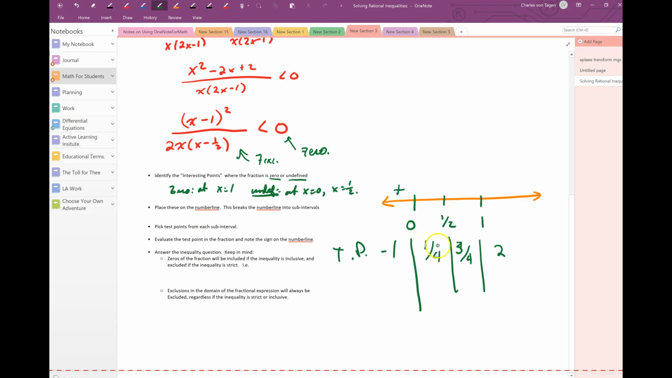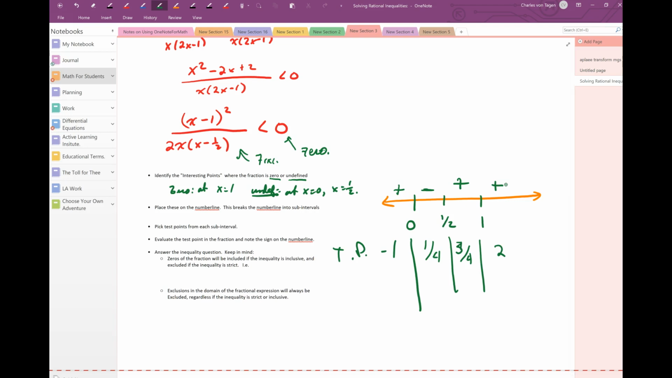If I plug in 1/4, this factor is positive, but this factor is negative, so the denominator is negative, making the entire fraction negative. If I plug in 3/4, then all these factors are positive. Likewise, if I plug in 2, then all those factors are positive. So if you have any questions, pause the video and think about that. Or let me know, of course.